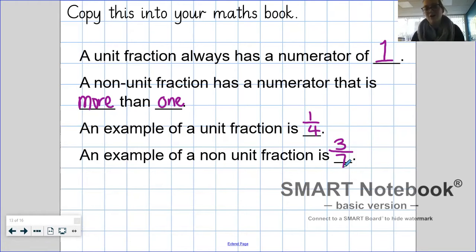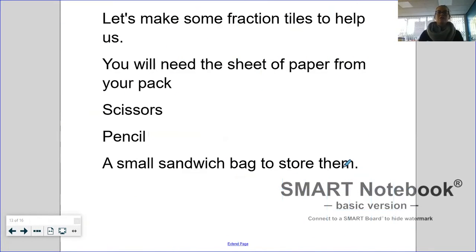Welcome back. I hope you've got those written beautifully in your books. So we're going to now make some fraction tiles to help us. And you are going to need the sheet of paper. We'll just need one to start with. The sheet of paper from your pack, some scissors and a pencil. And then I use a little sandwich bag to store them in. Otherwise, they're going to be all over your house. So you just want a little sandwich bag to store them in at the end.